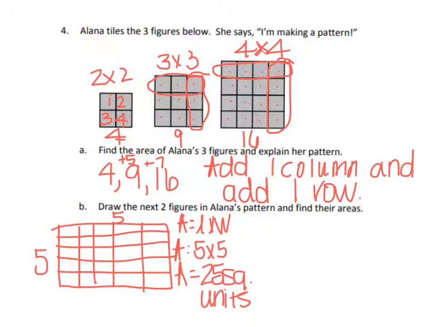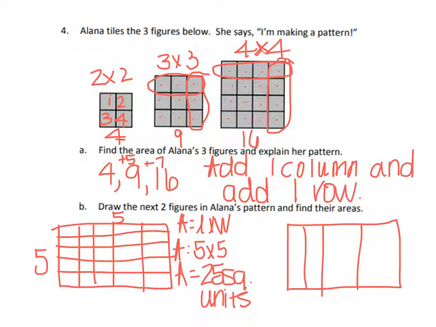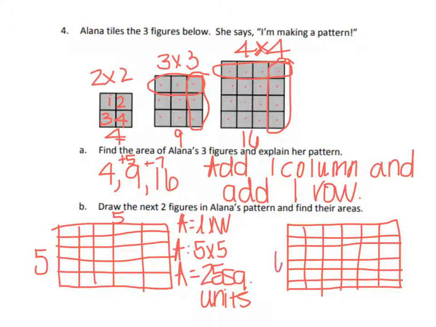So if this one was 5 by 5, the next one is going to be 6 by 6. So again, I'm going to make sure that I draw 6 columns, and then I'm going to draw 6 rows as best as I can. So to find their area, it's going to be A equals length times width. So A equals 6 times 6. A equals 36 square units.